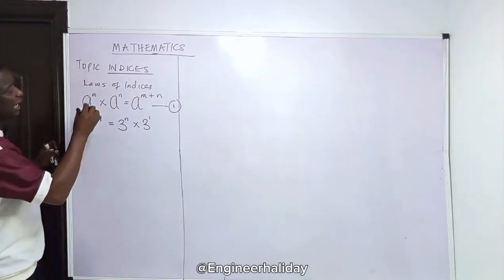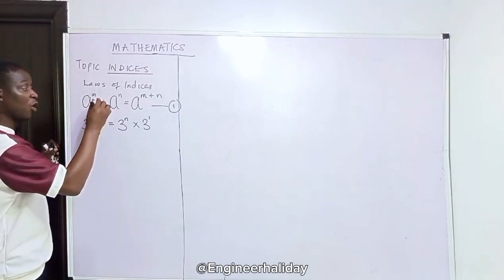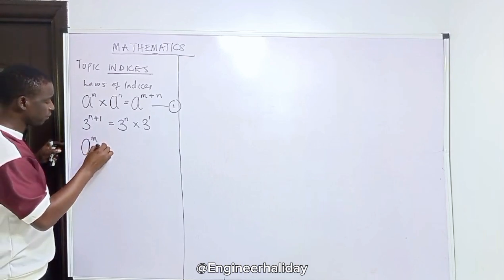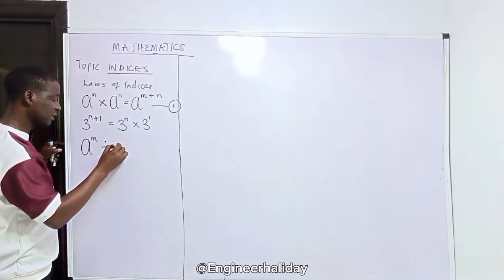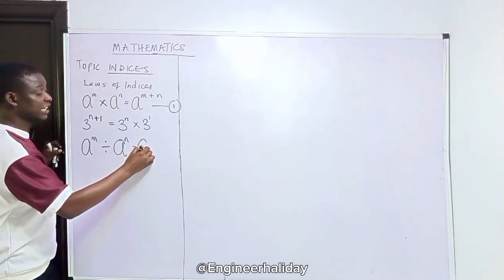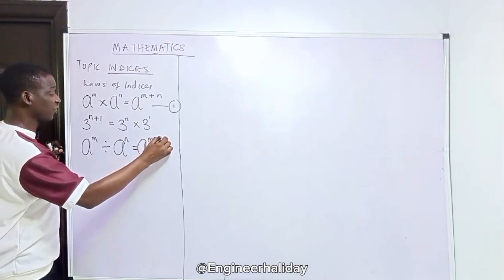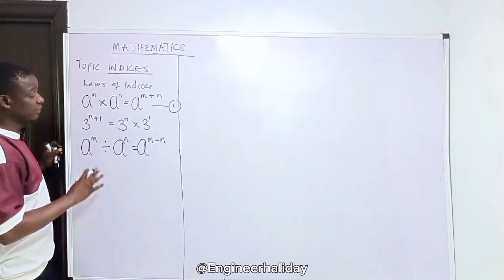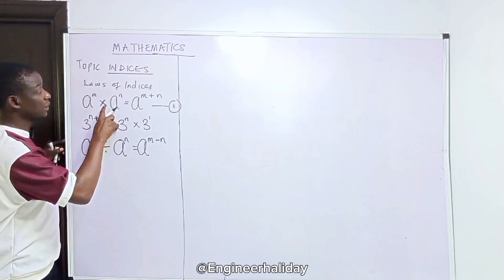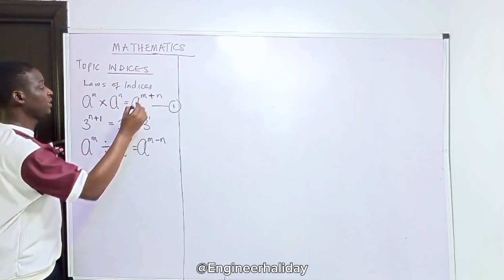Law number one is the law of multiplication. What about number two? If you have a raised by n divided by a raised by n, what I want to have is a raised by n minus n. This is law number two. That is, when you have division, use minus. When you have multiplication, use plus. So please take note of that.